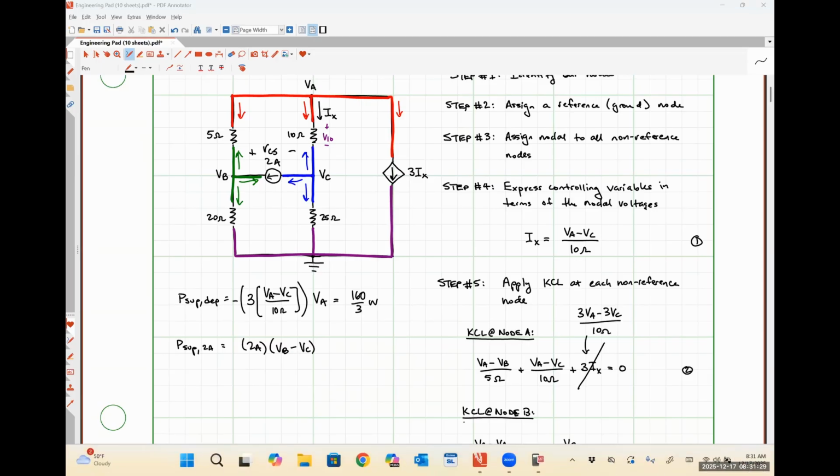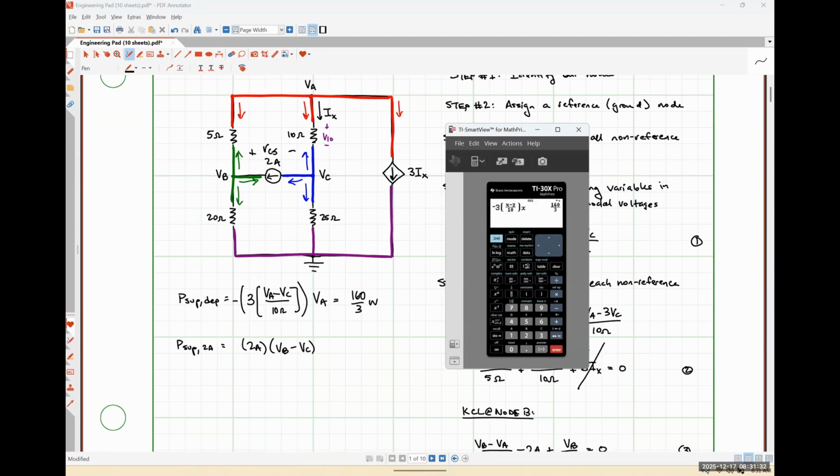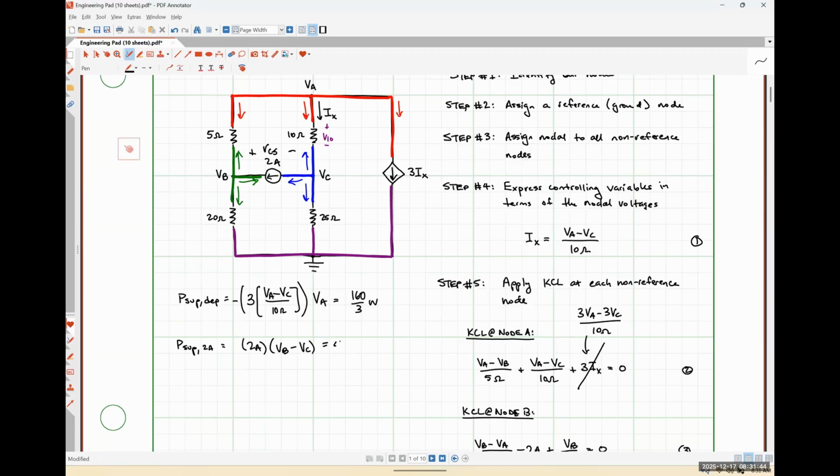Going back to the calculator, 2 times Y minus Z gives me 40 watts. Okay. It should be fairly obvious, but I can use these nodal voltages to find any voltage and any current in this system, even if they're not a nodal voltage, right? So we just found the voltage drop across that current source by saying it's just the voltage at the positive polarity node minus the voltage at the negative polarity node.